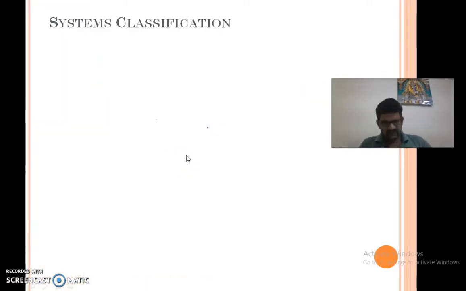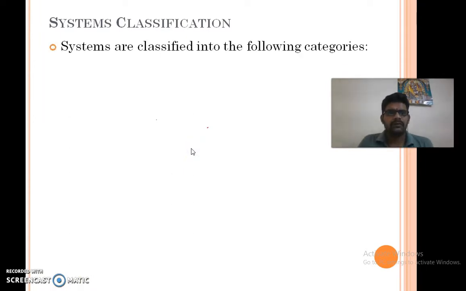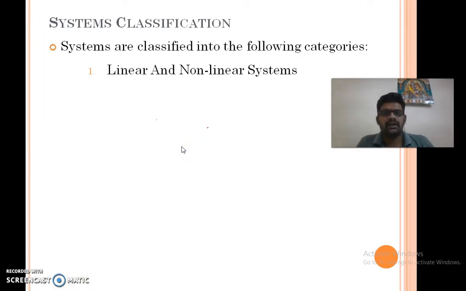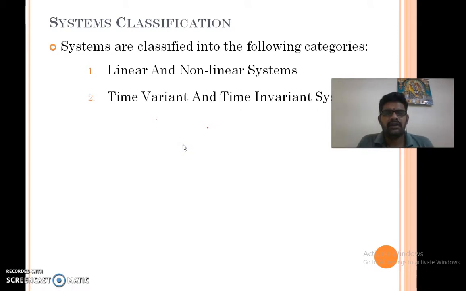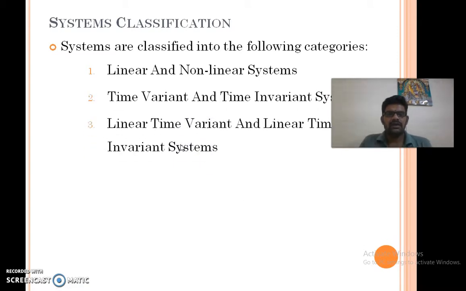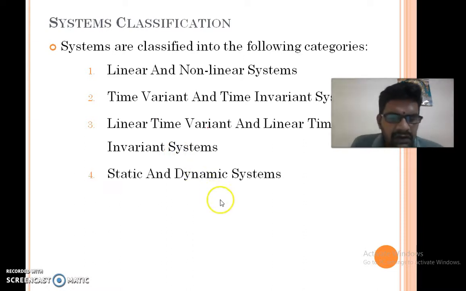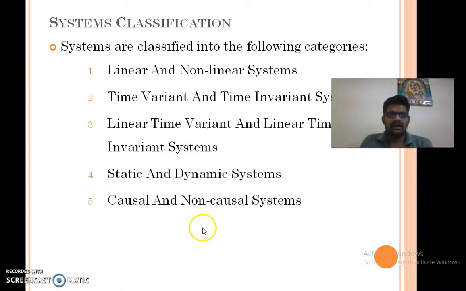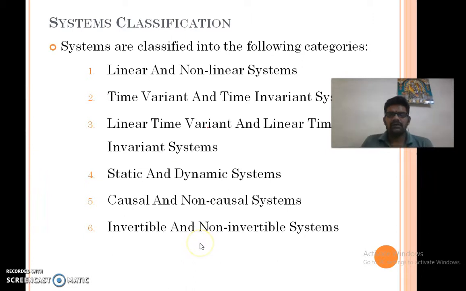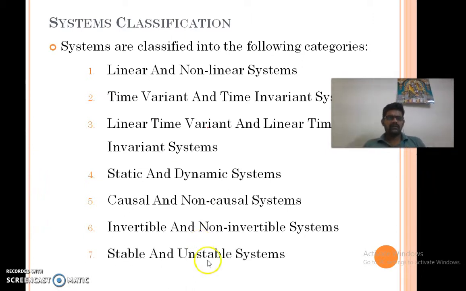So systems are classified into linear and non-linear, time variant and time invariant, linear time variant and linear time invariant, static and dynamic, causal and non-causal, invertible and non-invertible, and finally stable and unstable systems. So these are all the basic classifications of systems. In the universe, all the systems come under any one of these or more than one of these categories.